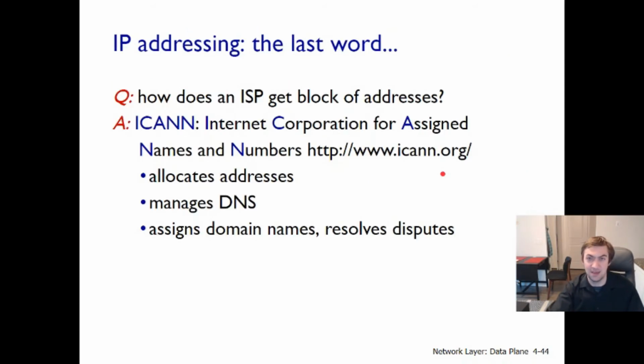Now, how does an ISP get a block of addresses? The way it does is through ICANN, or the Internet Corporation for Assigned Names and Numbers, and you can check out the website here if you want to. This is the administration for allocating addresses, managing the domain name servers, assigning domain names, and resolving disputes.